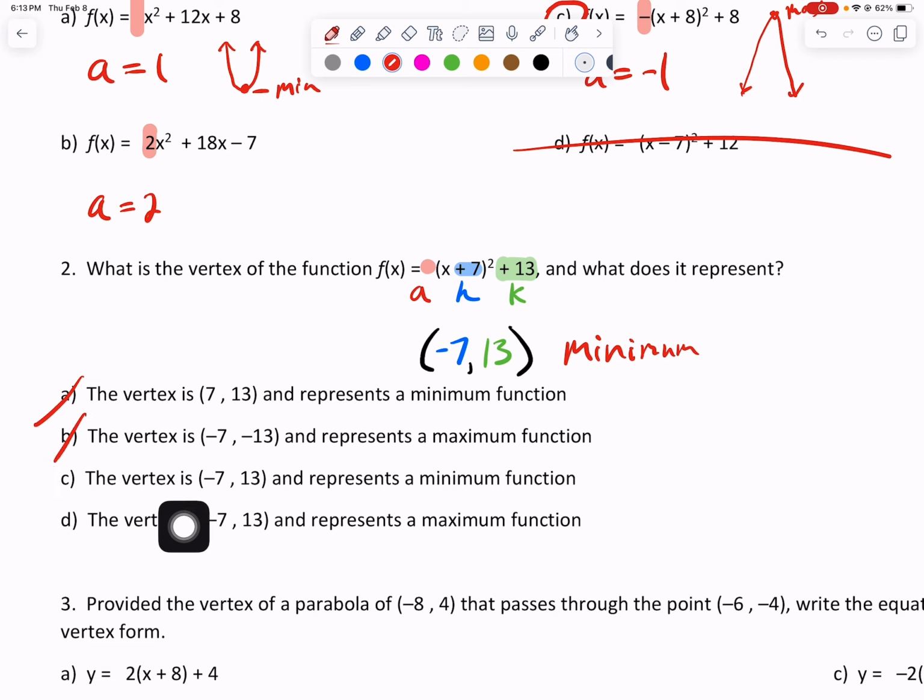Let's check out C. The vertex is negative 7, 13. Wonderful. But is it a min? It does represent a minimum function. Go ahead and circle C as your answer, as yes, D also has the same vertex of negative 7, 13 here, but it represents a maximum. That is a no-go for this one.